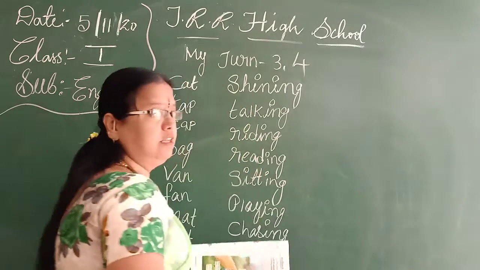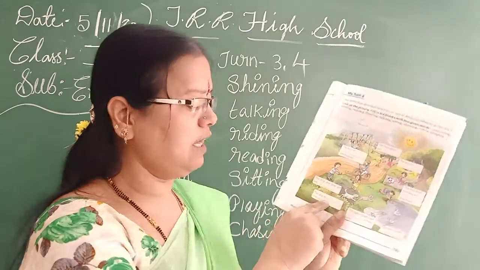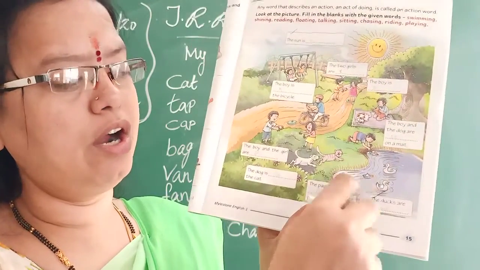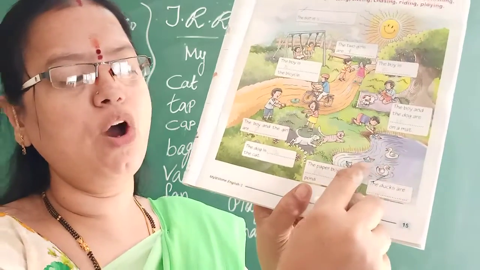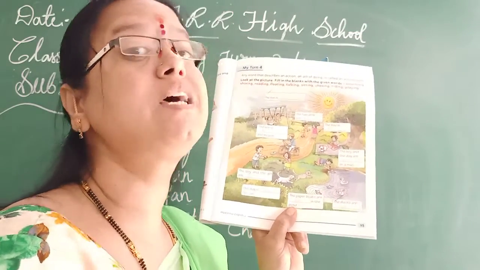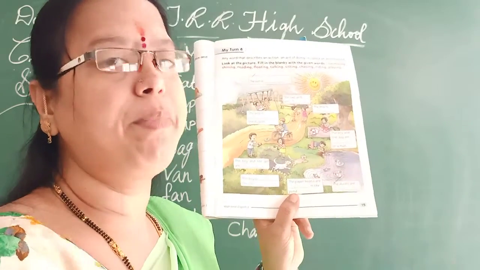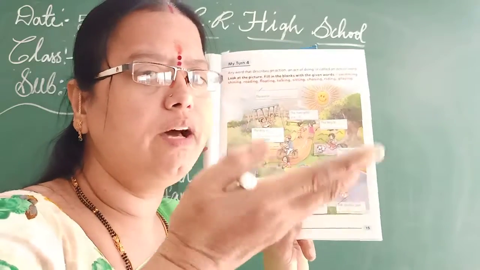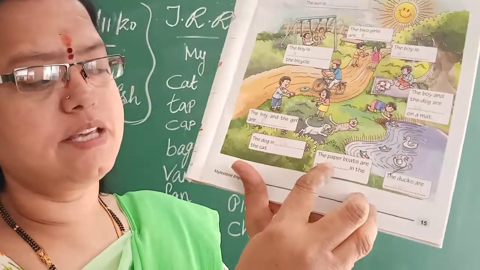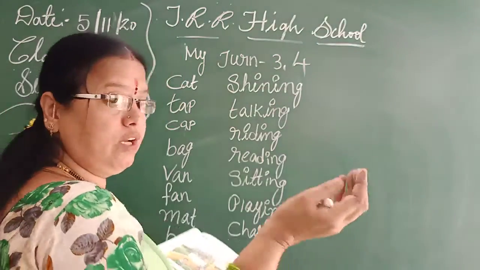C-H-A-S-I-N-G. The dog is chasing the cat. The paper boats are floating in the pond. So what is there in the pond? Paper boats. What is happening in the water? Paper boats are floating. The paper boats are floating on the water, in the pond.